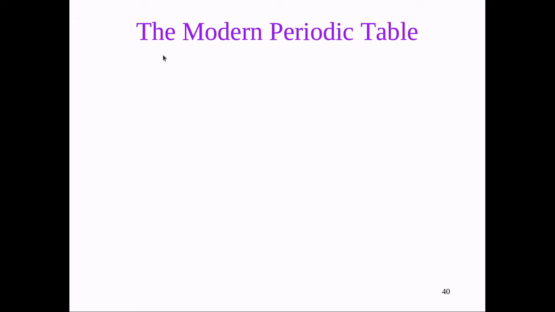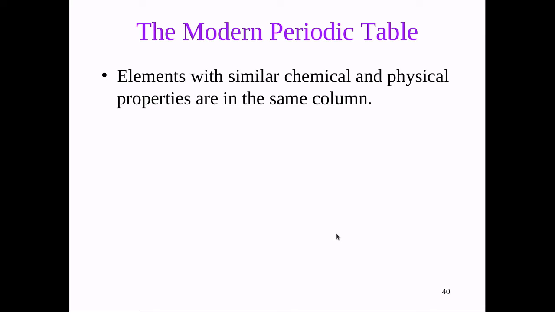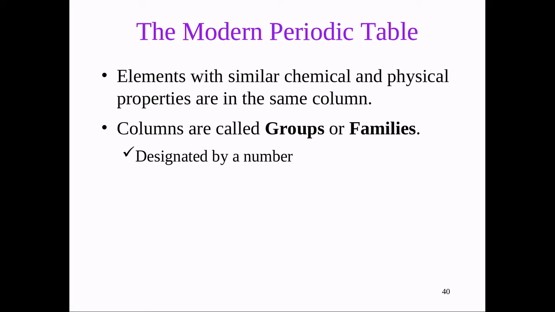So let's talk a little bit more about our modern periodic table, and we're going to continue to break it down into more and more parts and smaller groups, kind of categorize our elements a little further. So elements with similar chemical and physical properties are in the same column, and these columns are called groups or families, and I typically see them called groups, and they're going to be designated by a number, and the numbers are going to go up as we go along, and you'll see that.